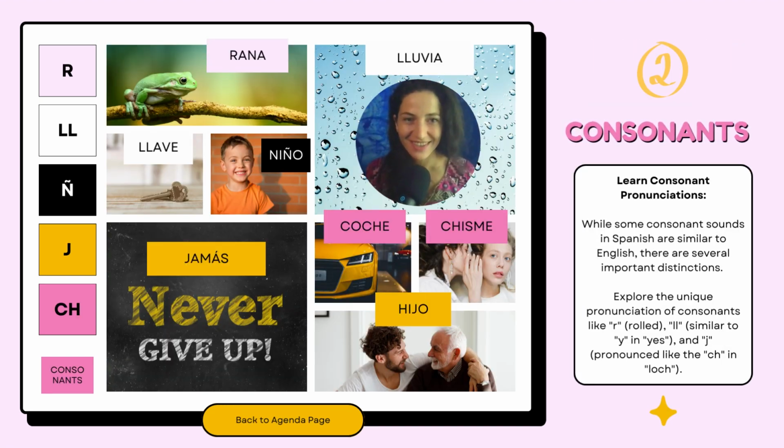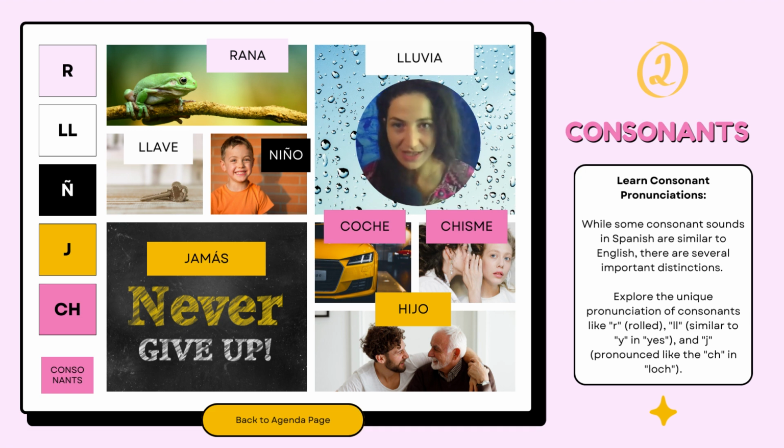Secondly, your consonants. Consonants is basically everything that's not a, e, i, o, u. While some consonant sounds in Spanish are similar to English, there are several important distinctions. Explore the unique pronunciation of consonants like r, double L, similar to yes in English, that's pretty much the sound, and J. This is what we're going to do on this slide.